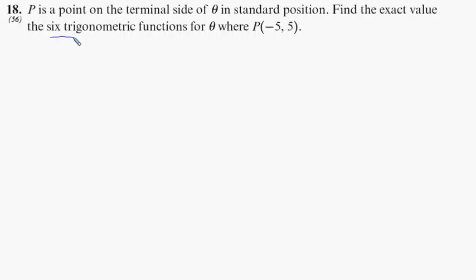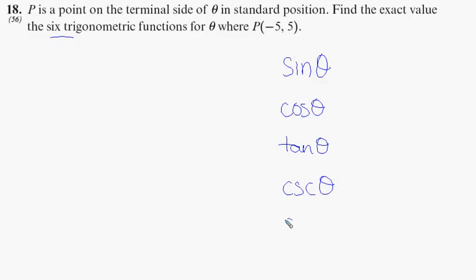Because it's talking about 6 trig functions, that means we're going to have sine of theta, cosine of theta, tangent of theta, and then we've got cosecant theta. Remember, that's the inverse of sine theta. And then secant of theta, and then cotangent of theta. Okay, so this is what it's asking for, these 6 trig functions.